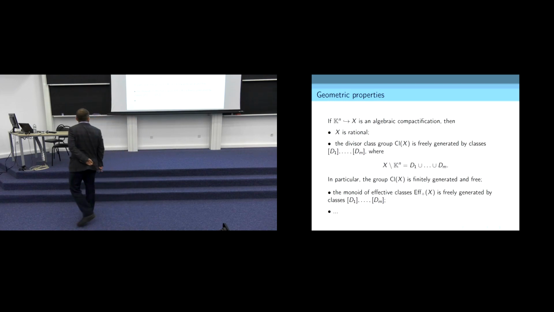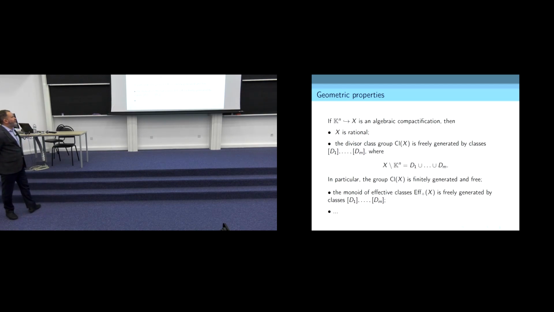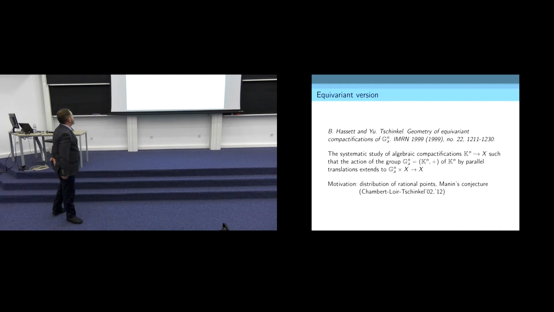Also, one can easily show that the monoid of effective classes is a free semigroup, which is freely generated by these classes. But these conditions are necessary but not sufficient, and one may find some other conditions, so there is no criterion up to now which characterizes the existence of such a compactification. Okay, and now I come to the main subject of my talk.